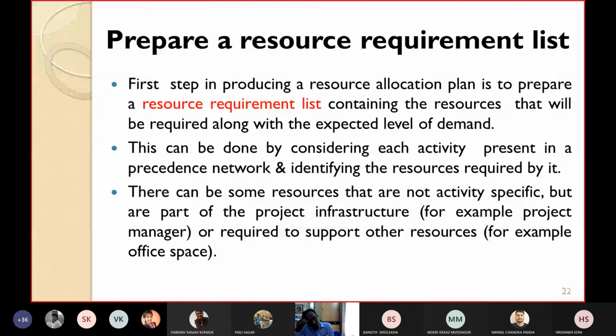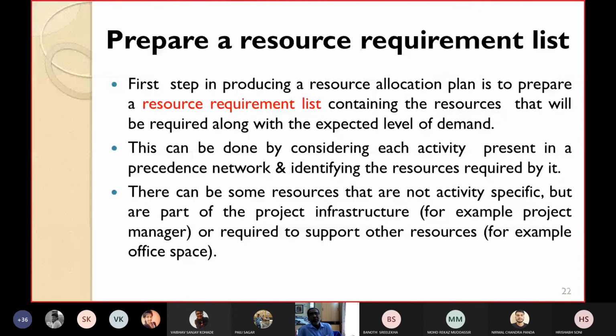What will this list contain? This resource requirement list will contain the different resources that you will require for developing your project, along with the expected level of demand: the quantity, how many programmers, how many coders, how many testers.